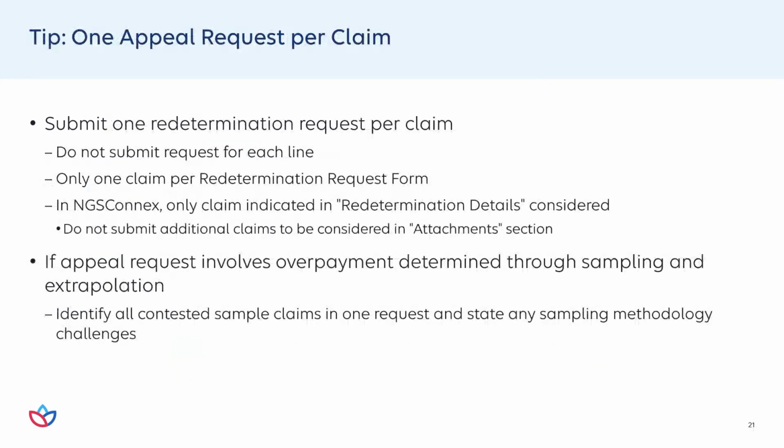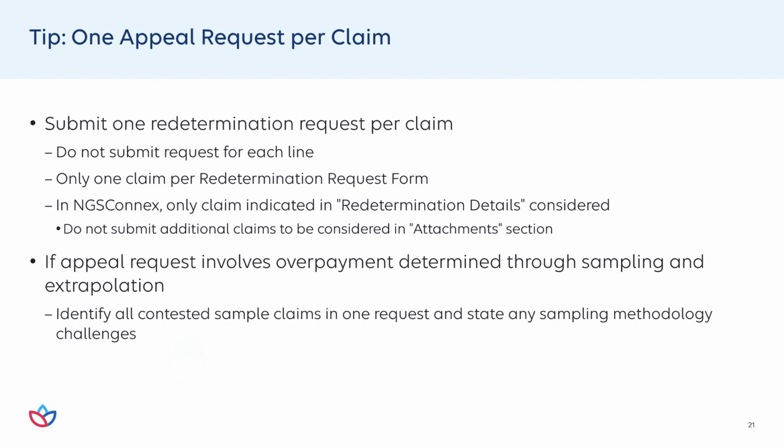On slide 21, we just have some tips for your level 1 appeals. And this really goes for all of the appeal levels with some exceptions that we'll go over, but one appeal request per claim. So you're submitting one redetermination request per claim. You are not submitting one appeal for each claim line. Let's say you have 10 claim lines and 3 of those claim lines denied.